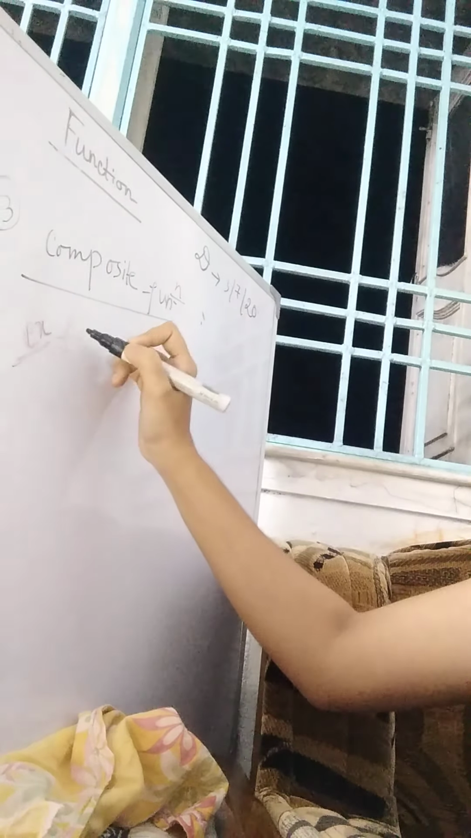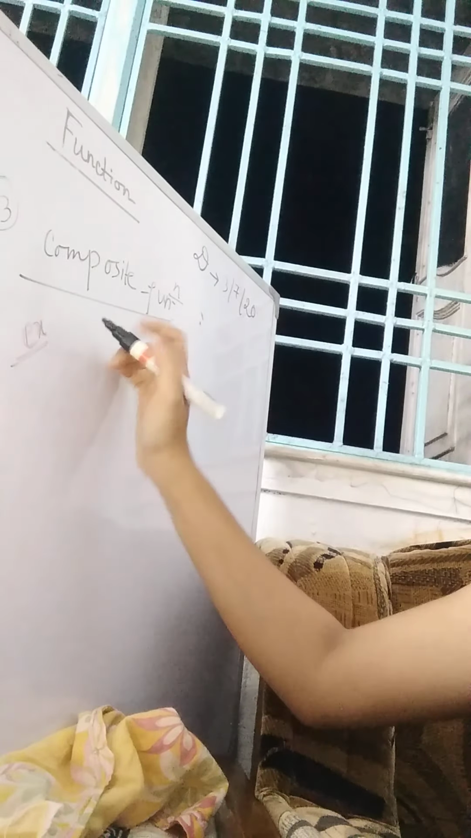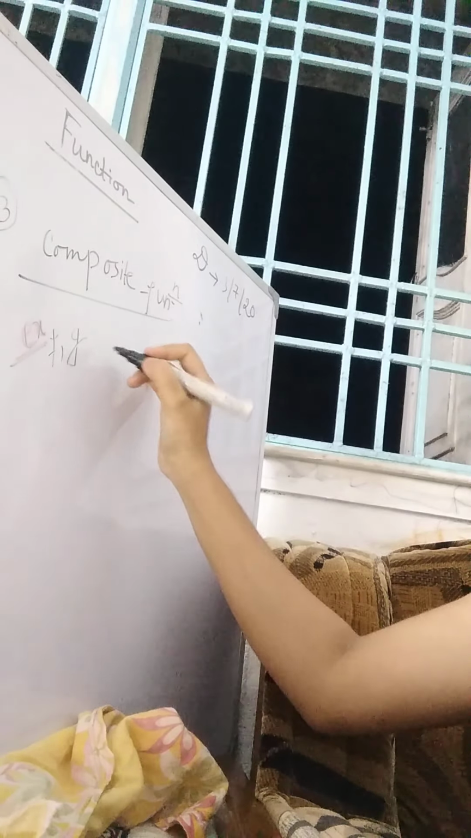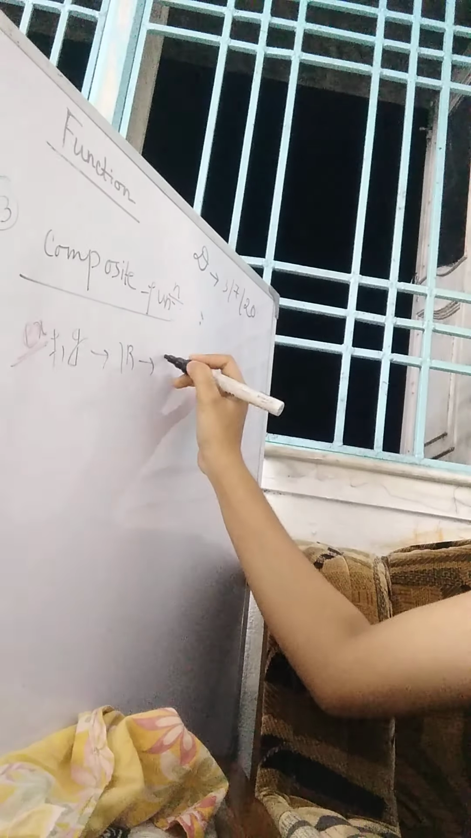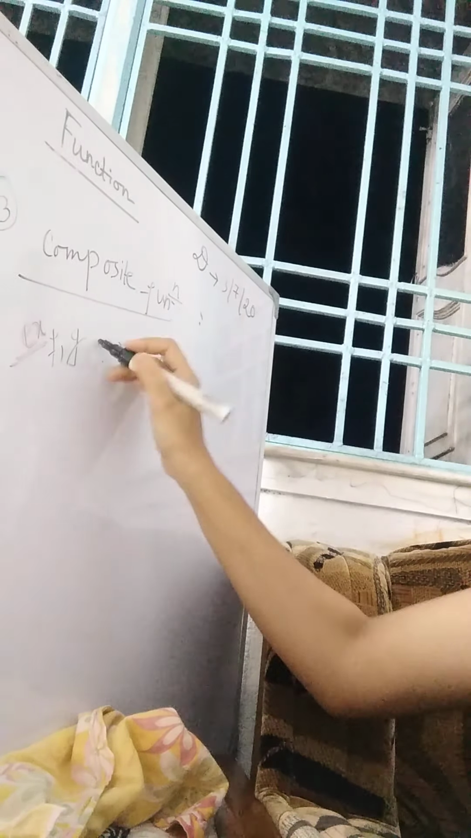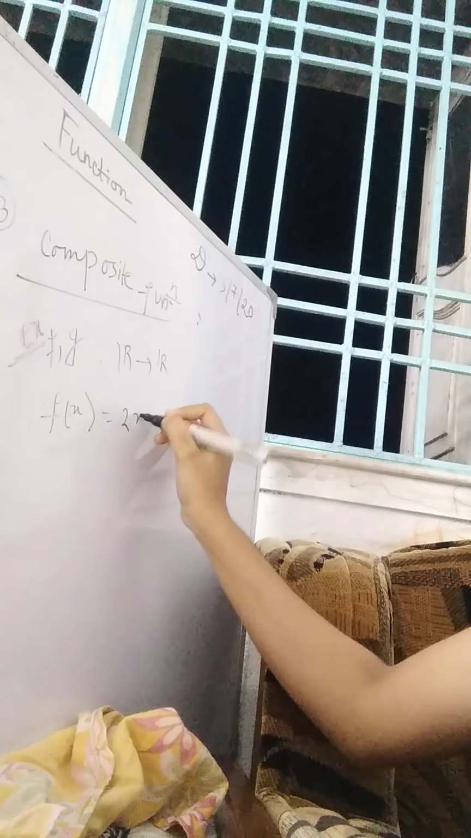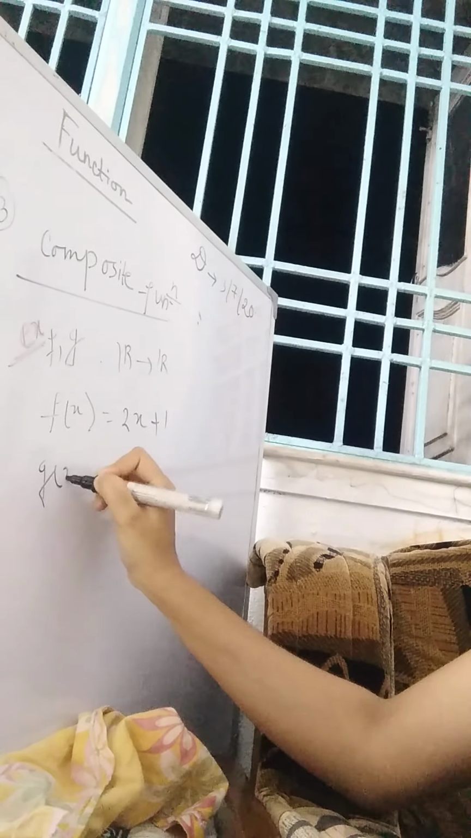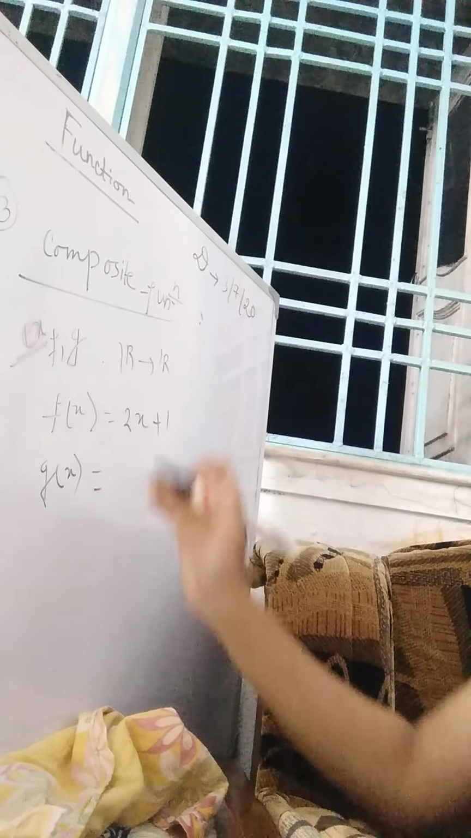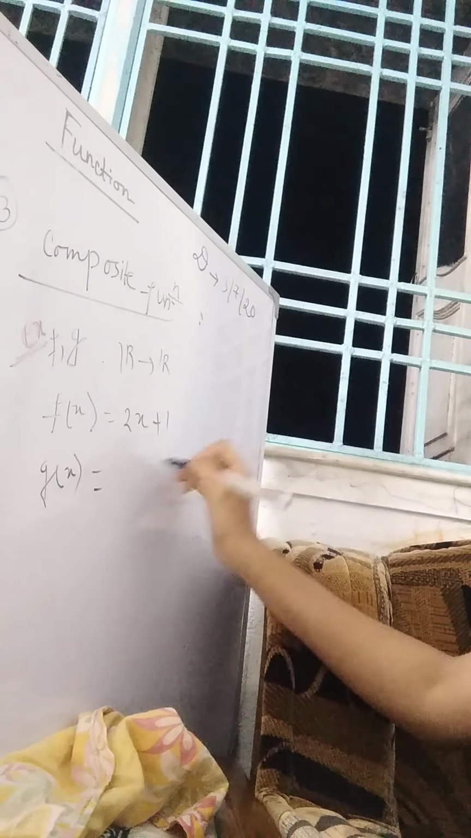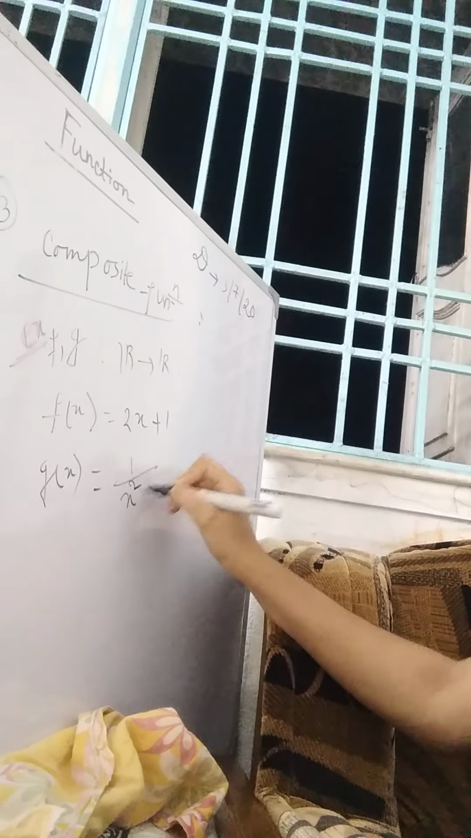Now take an example of how it will be defined. Let f and g both be defined from R to R. Then f of x equals 2x plus 1, and g of x, taking the simplest example, equals 1 by x square minus 2.